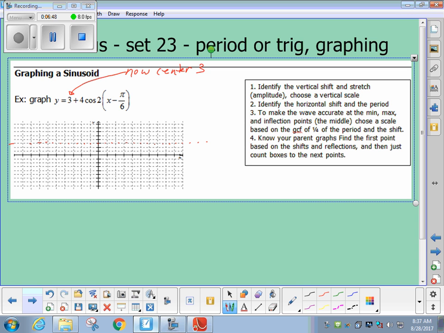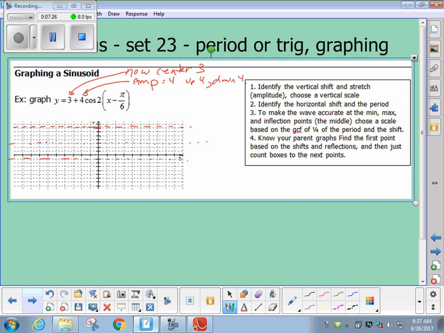What does the 4 do? If you multiply the function by a factor, that causes a stretch. Vertical or horizontal stretch? Vertical. Instead of being an amplitude of 1, going up from the center line 1, now you're going to go up 4 and down 4 from the center line. Amplitude is 4. So we're going to have a max of 7. The wave will not go above that. And a min of 3 minus 4, or negative 1. I know my graph will be in there.